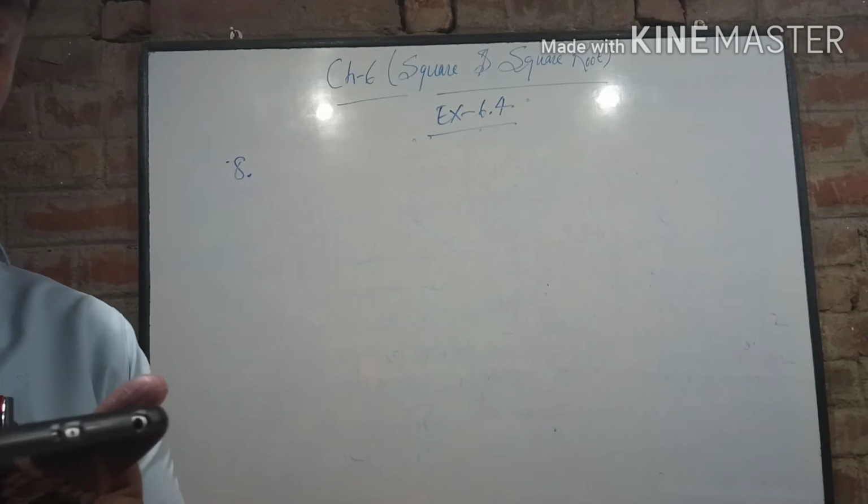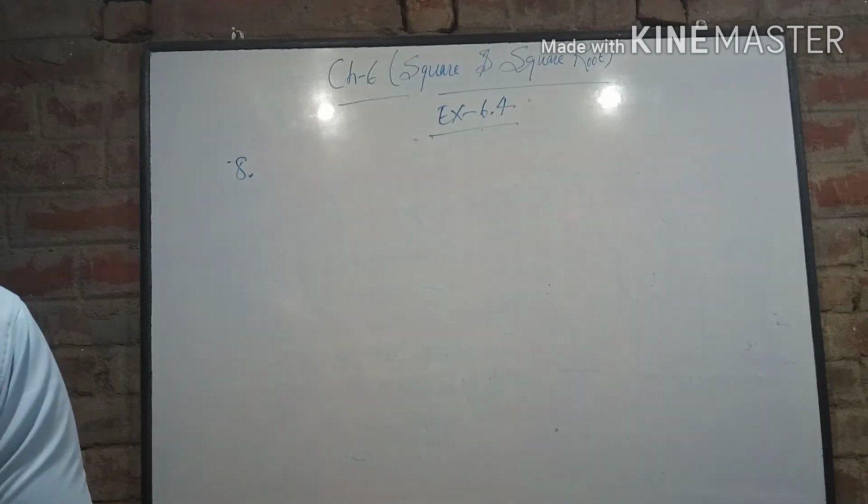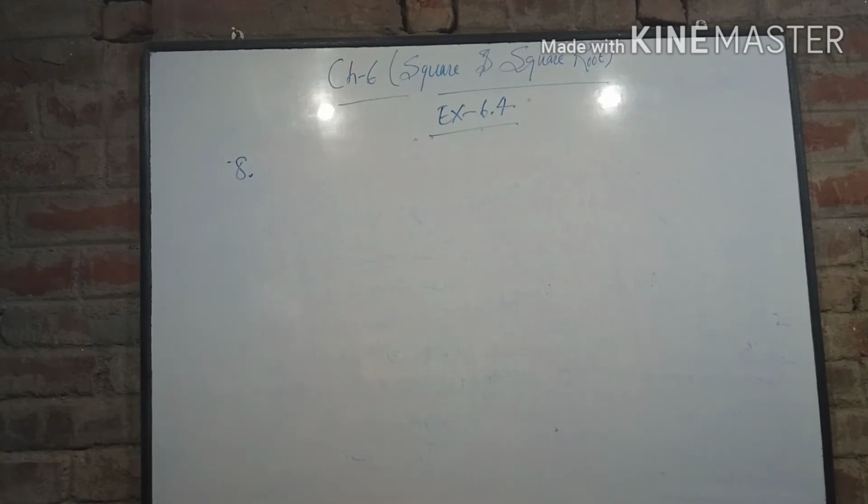Question number 8 says, a gardener has 1000 plants. He wants to plant these in such a way that the number of rows and number of columns remain same. Find the minimum number of plants he needs more for this. So my dear, again we have to use the concept we have learned in the previous one. What is the number to be added to make it a perfect square?